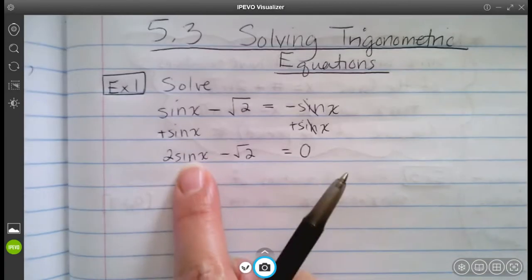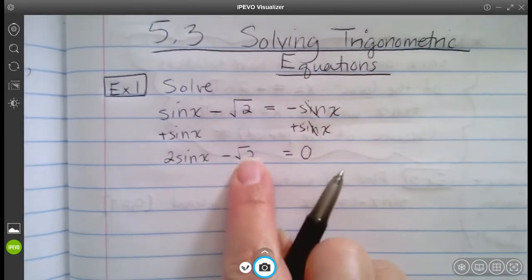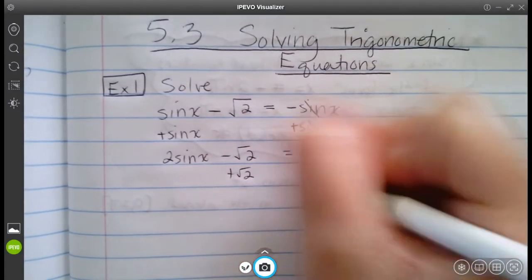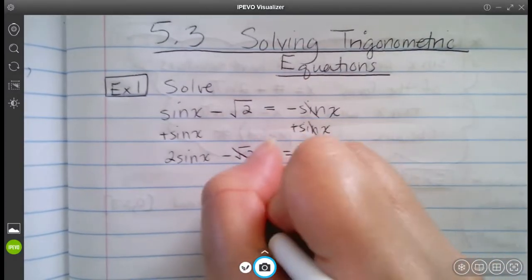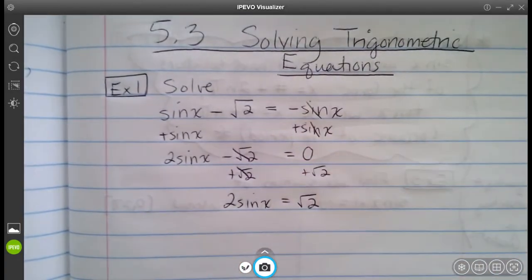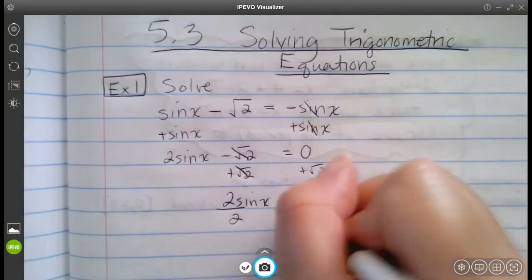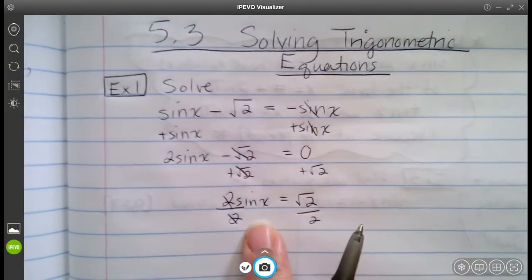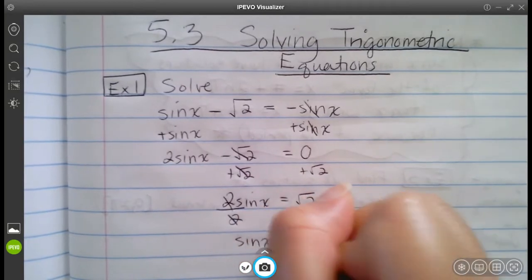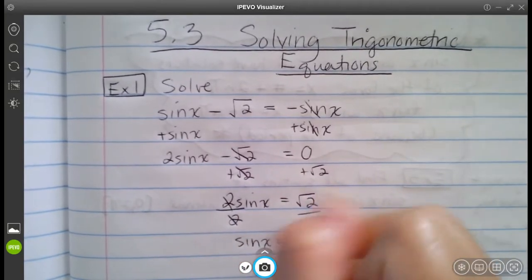And I'm going to go ahead and isolate my trig function here. So I'm going to move over my plus square root of 2, which gives me 2 sine of x is equal to the square root of 2. We divide both sides by 2. And so sine of x is equal to the square root of 2 over 2.